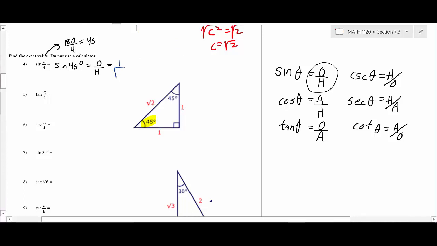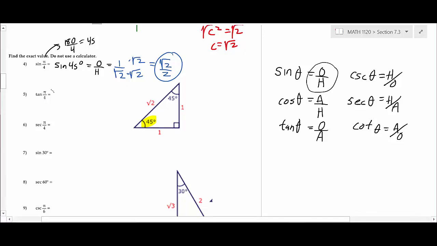So we have 1 over square root of 2. Rationalize the denominator. Students usually don't have much trouble with rationalizing because you're going to do it so much in this class. So that's square root of 2 over 2 like that. That's the answer that I'm looking for. Okay, so we're going to push on with the next one.